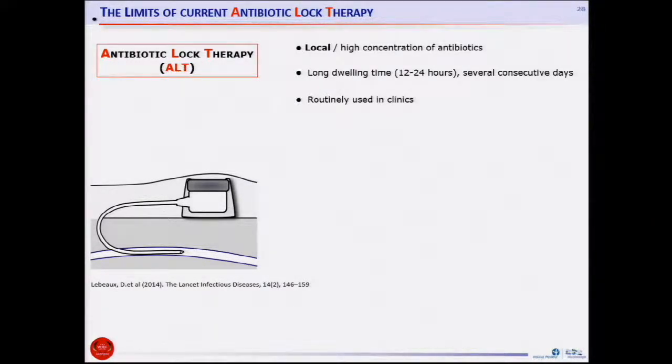Some of you may know this sort of technique, which is actually used in the clinic to save the catheter sometimes when they are infected. So this is a local treatment where you inject into the chamber a very high concentration of the antibiotic, a very small volume but high concentration, and you leave that for 12 to 24 hours, and you renew this antibiotic lock every day. And generally, it is used for something like 7 days before you try to see the effect of this treatment.